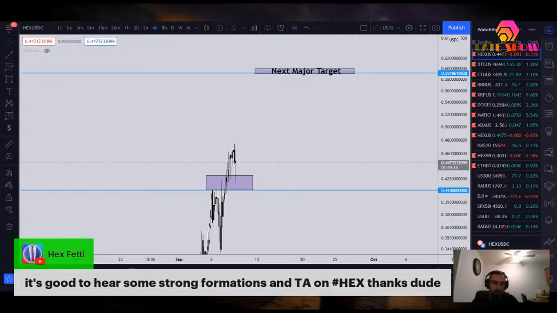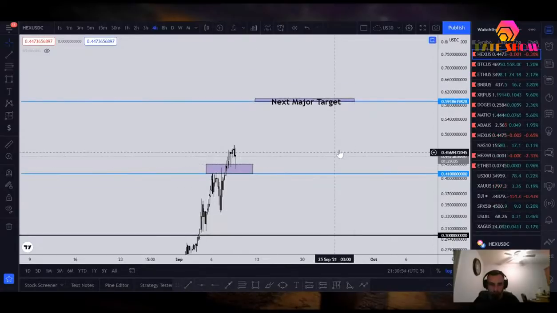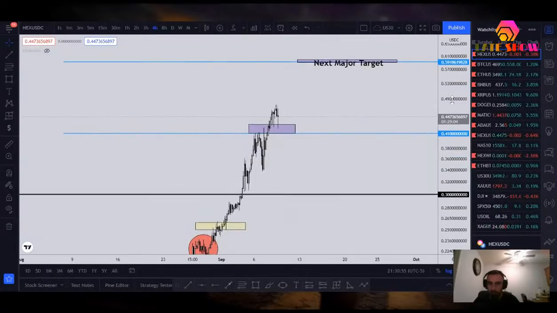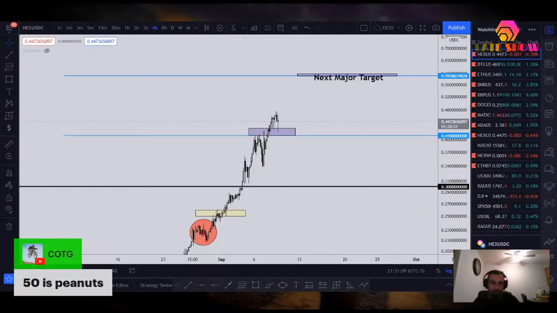Hex Fetty, it's good to hear some strong formations on TA. Thank you. It's looking stronger than ever. Crazy as it sounds, this is the strongest I've ever seen Hex in my entire life, and Hex has been stronger than it's ever been every day. The more money that gets put into it, the more bullish I get. Yeah, 50 cents is peanuts, such a minor target.